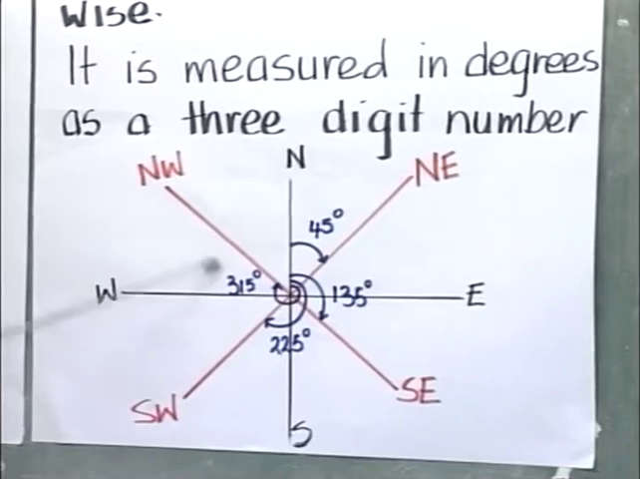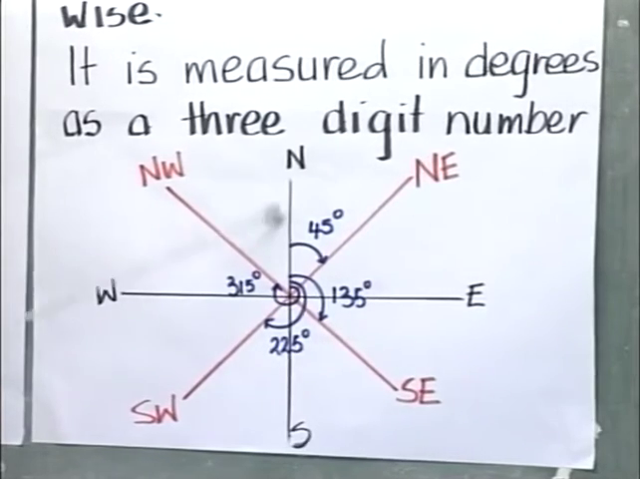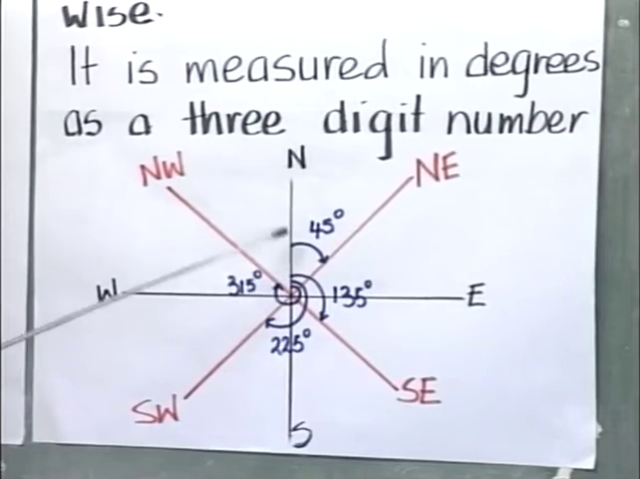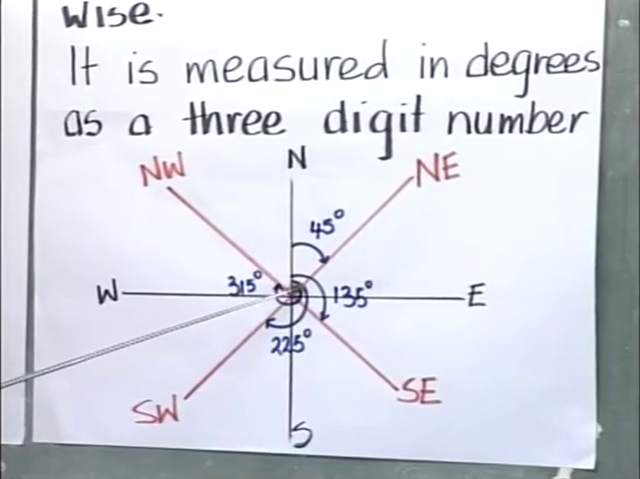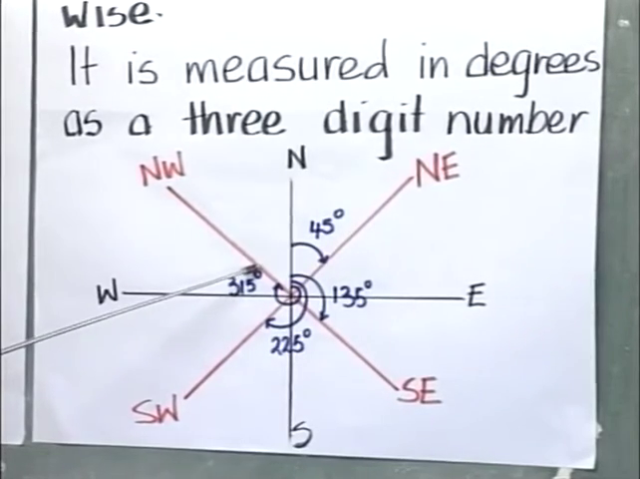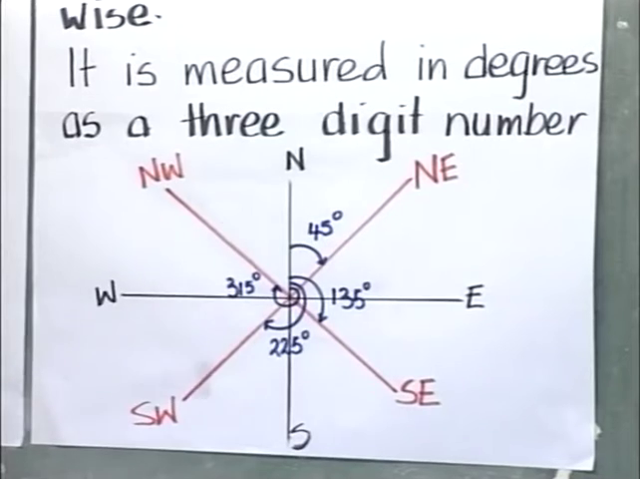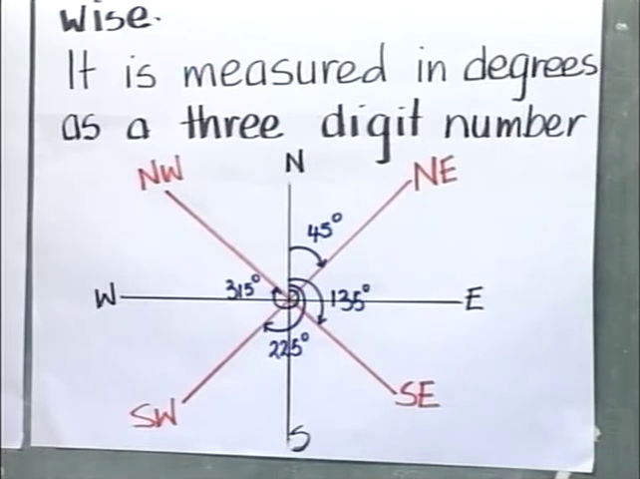And I've got another one. From north you go to northwest. Instead of going from north and going anti-clockwise, the rule is that you start from north and you always go clockwise. The bearing from north to northwest will actually be from north all the way to the line that indicates the northwest direction. It will be either 270 plus 45, which is 315, or 360 take away 45, which will give 315 degrees.